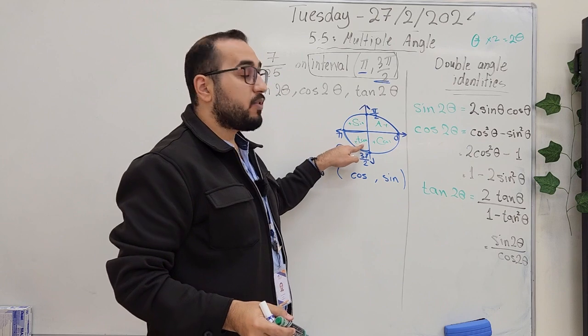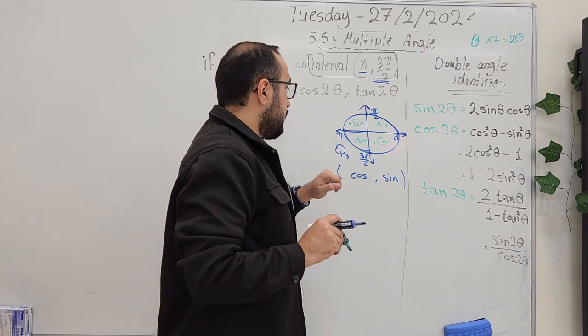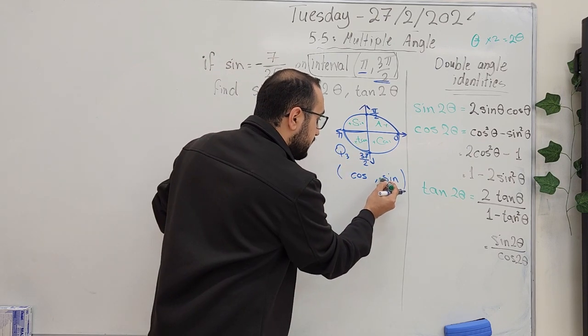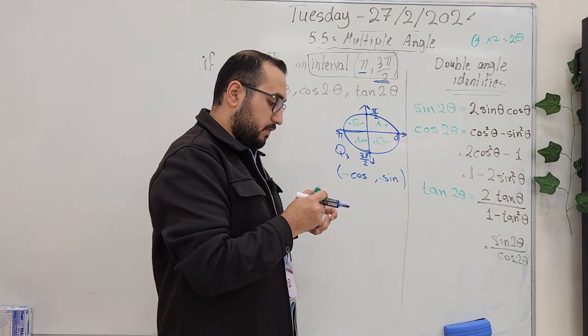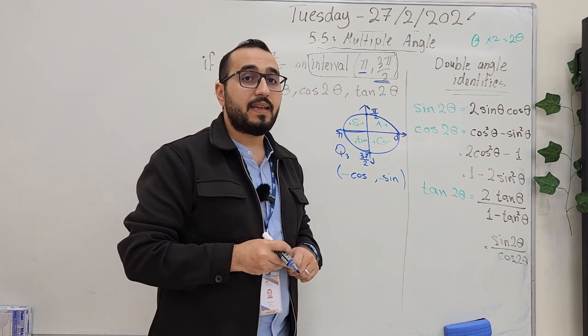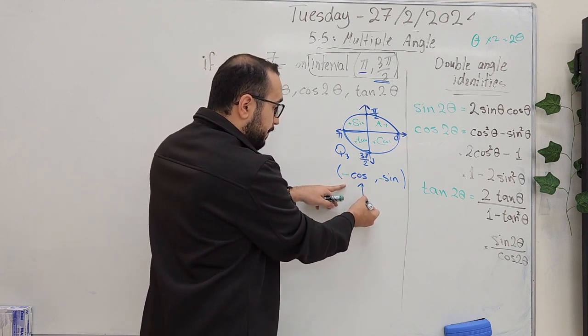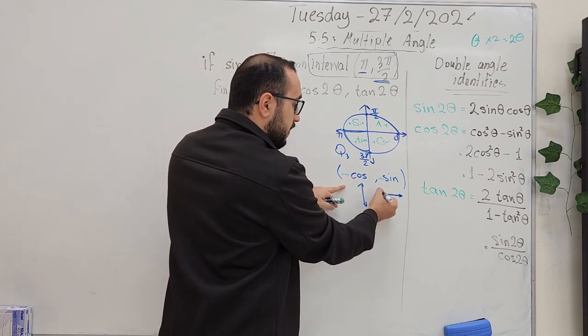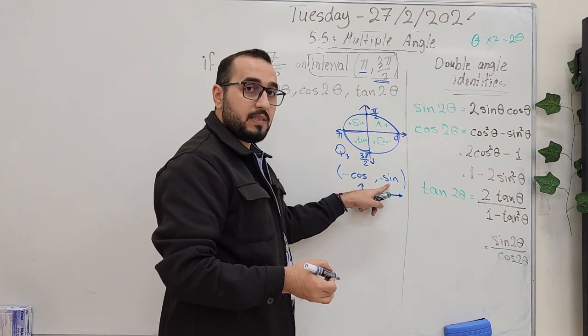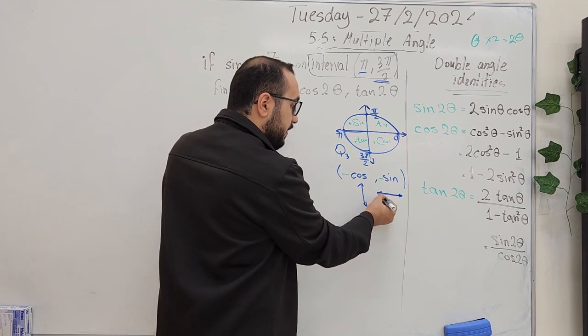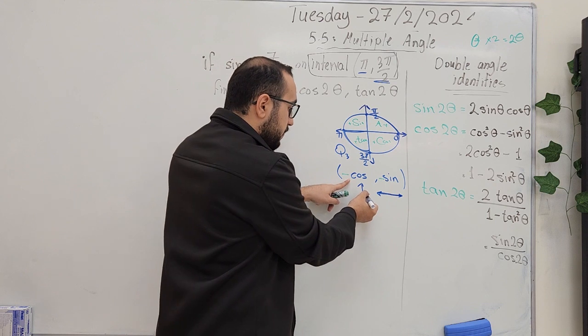As you can see, because only tangent is positive here, that means sine is negative and cosine also is negative. So both of them should be negative. And we know that cosine represents up or down, sine represents left or right. Because sine is negative, we will go to the left. And because cosine is negative, we will go down.